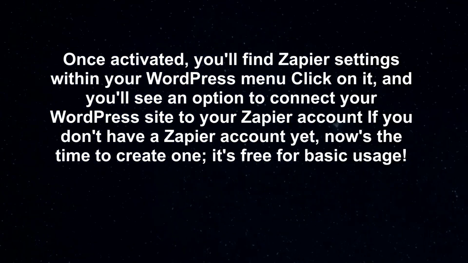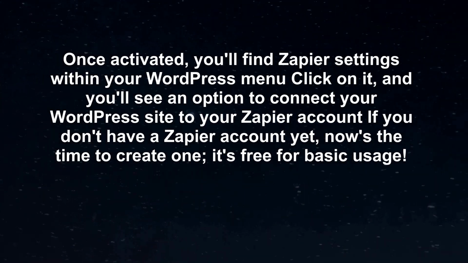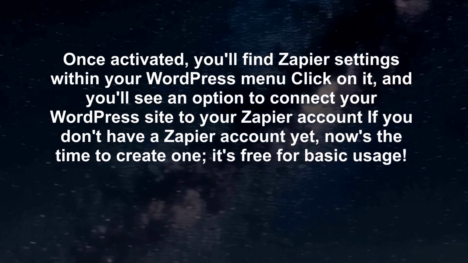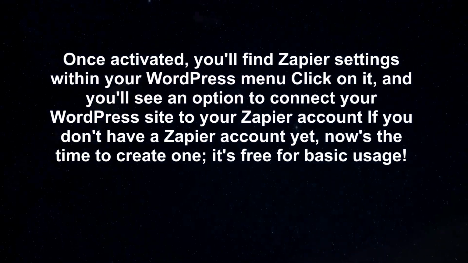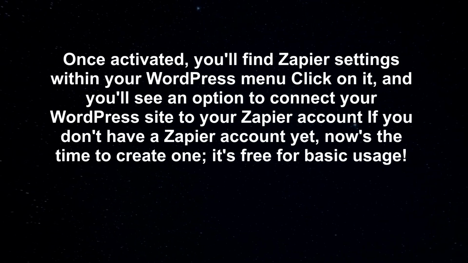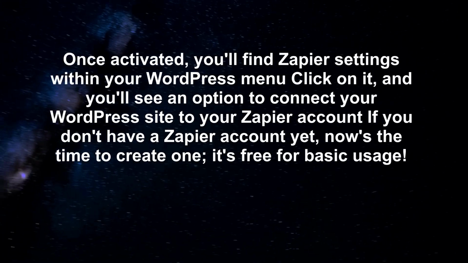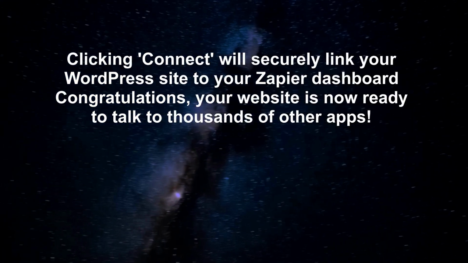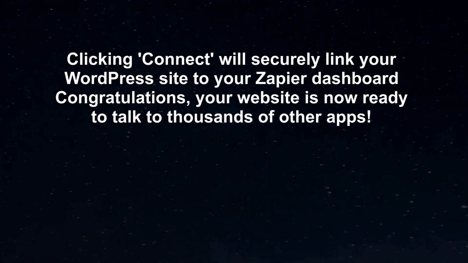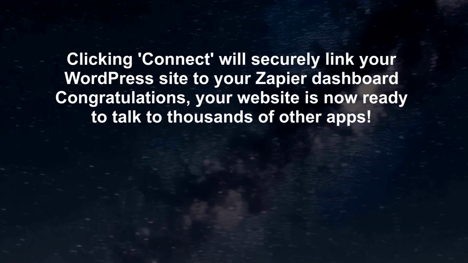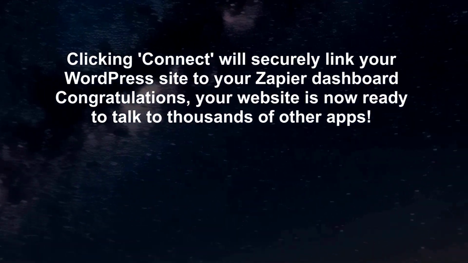Once activated, you'll find Zapier settings within your WordPress menu. Click on it, and you'll see an option to connect your WordPress site to your Zapier account. If you don't have a Zapier account yet, now's the time to create one. It's free for basic usage. Clicking Connect will securely link your WordPress site to your Zapier dashboard. Congratulations! Your website is now ready to talk to thousands of other apps.